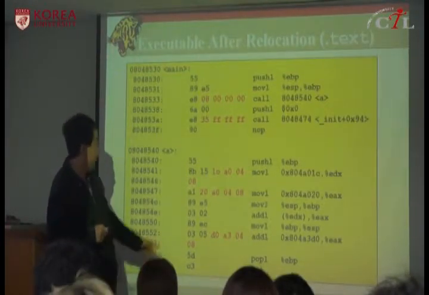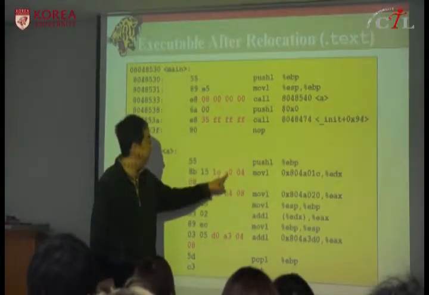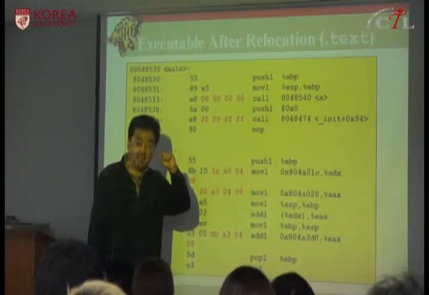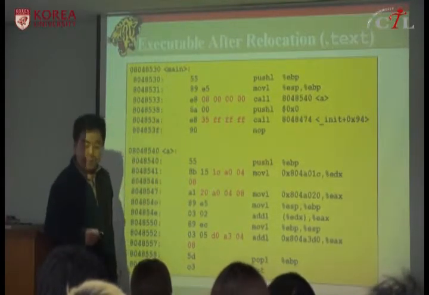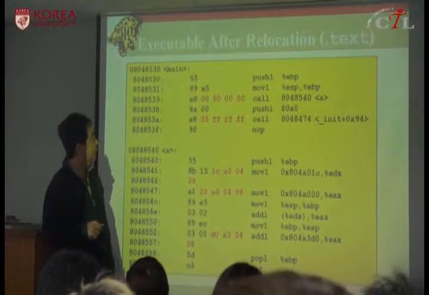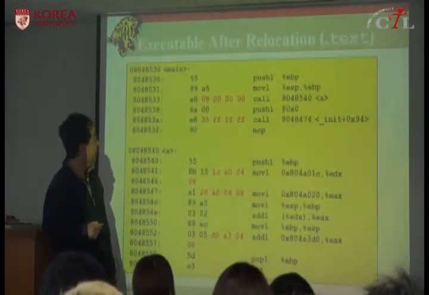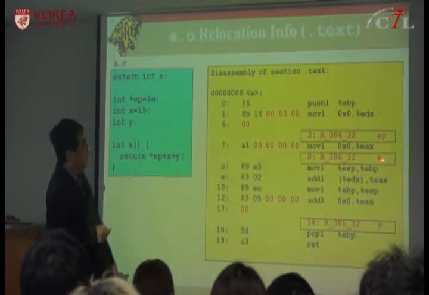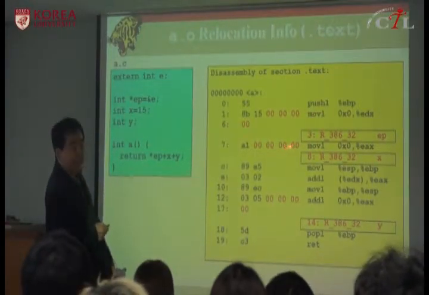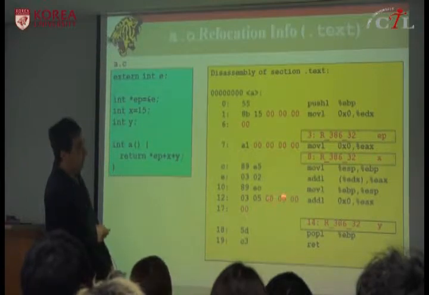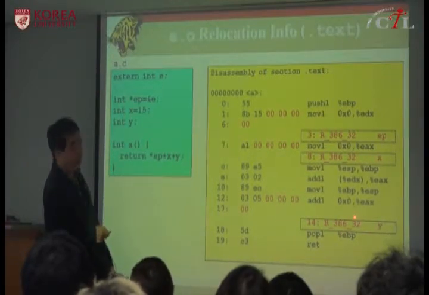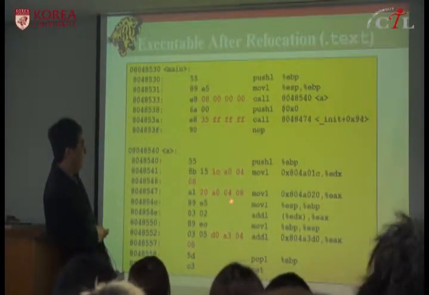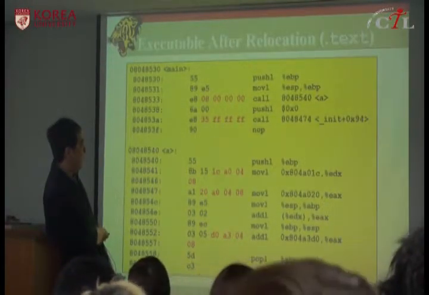0804A01C, which points to EP, the address of EP. And then the second relocation information should be the address of X, and the third should be the address of Y. So this should be the address of X, and this should be the address of Y.